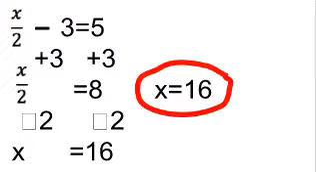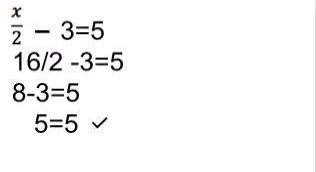Let's check to see if it works by plugging it back into the original equation. And sure enough, looking at this, we get 16 divided by 2 is 8. And then 8 minus 3 gives us 5. Yes, it checks out. So the answer is x equals 16.